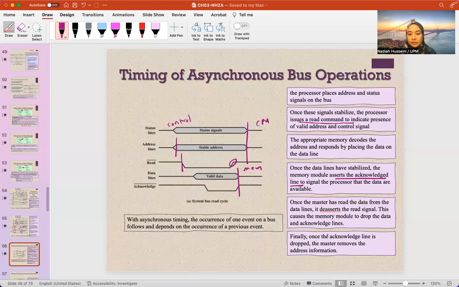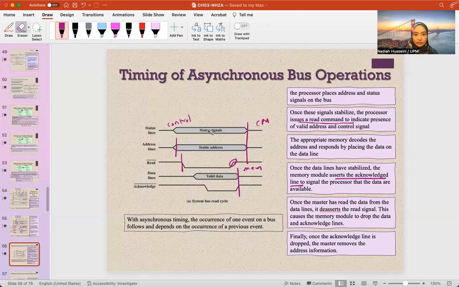Finally, once the acknowledge line is dropped, the master removes the address information. So the address information always goes last in the asynchronous timing. So basically, you have your memory dropping the valid data and dropping the acknowledge line, but in the CPU, the address is still there because the address is dropped last. I want to emphasize that. The address is dropped last.